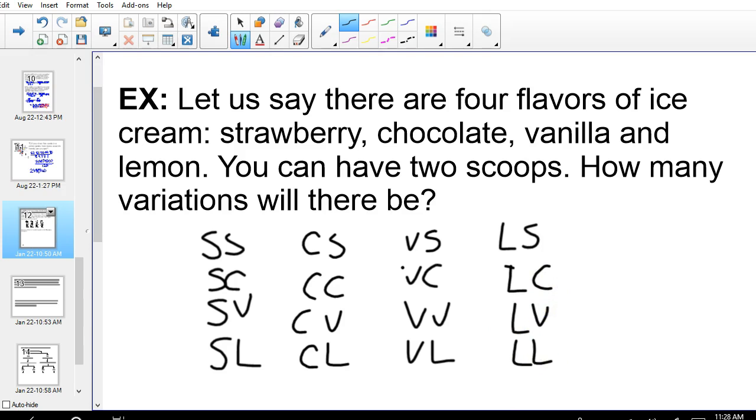Here's the thing. Your order doesn't really matter here unless you really care about which one's on top, but your order doesn't matter. So strawberry and chocolate is the same as chocolate and strawberry, so I'd need to mark that one out. Strawberry and vanilla is the same as vanilla and strawberry, and strawberry and lemon is the same as lemon and strawberry. Chocolate and vanilla is the same as vanilla and chocolate, and chocolate and lemon is the same as lemon and chocolate. Vanilla and lemon and lemon and vanilla are the same. So you'd have to mark all of those that are the same out. In this case, we would have, let's see, 4, 5, 6, 7, 8, 9, 10. We've got 10 options here.